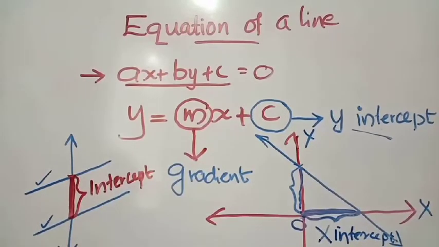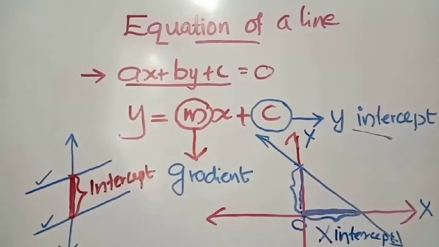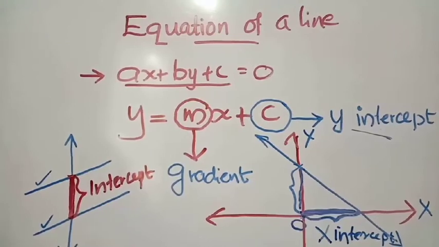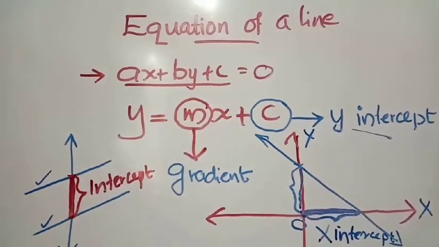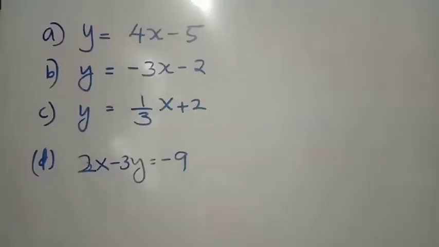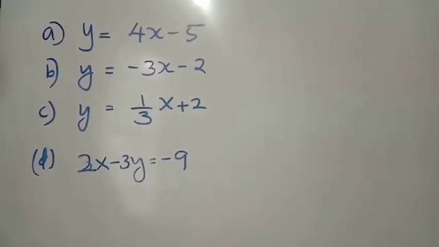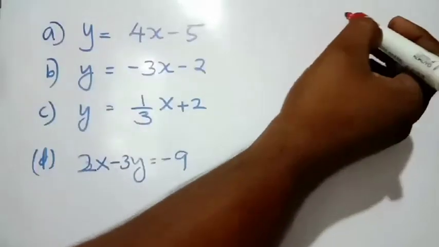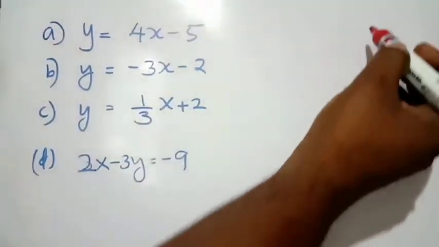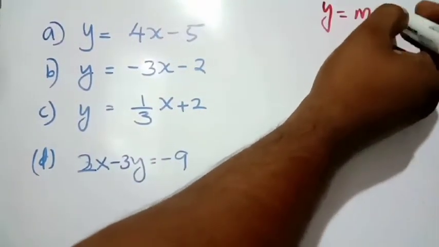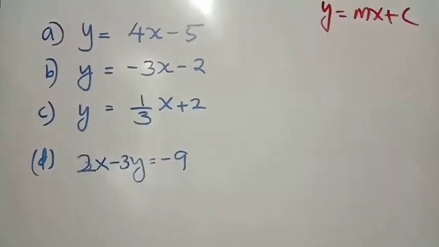So remember, the equation of a straight line is y is equal to mx plus c. We have many equations that you learn at AS level and all. Now let us find the gradient and y-intercept, that means m and c, of each of these questions. For that, remember the formula, y is equal to mx plus c.